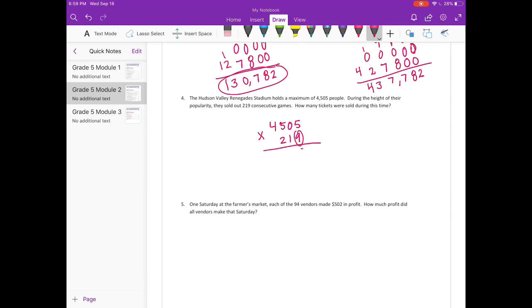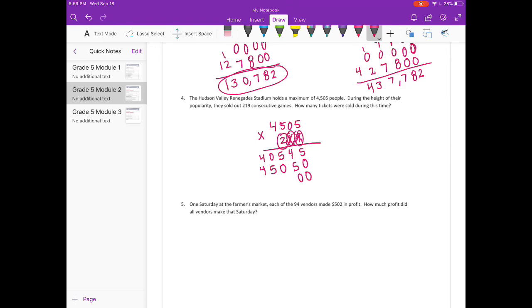Starting with the 9. 9 times 5 is 45. Carry the 4. 9 times 0 is 0 plus 4 is 4. 9 times 5 is 45. Carry the 4. And 9 times 4 is 36 plus 4 is 40. Getting rid of what I've carried. To the tens place. Put down a 0. 1 times 5 is 5. 1 times 0 is 0. 1 times 5 is 5. And 1 times 4 is 4.